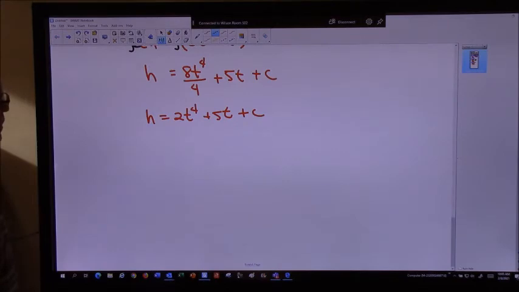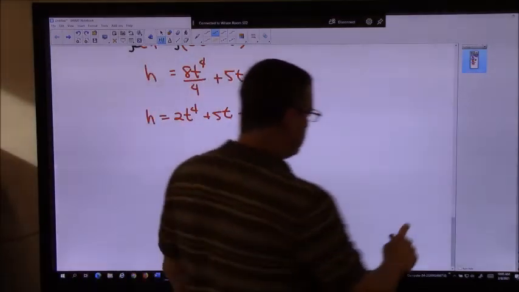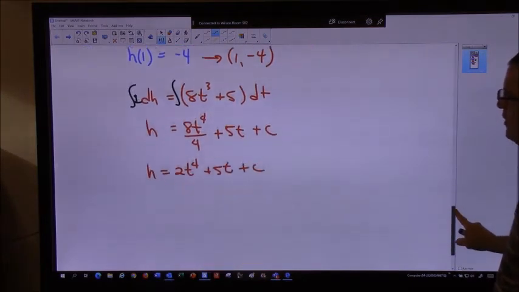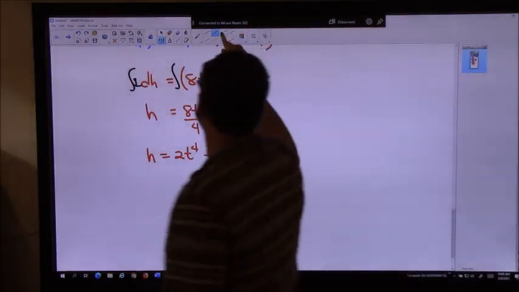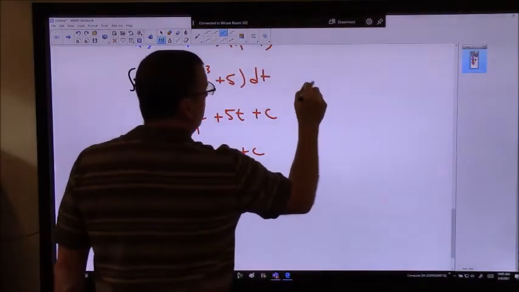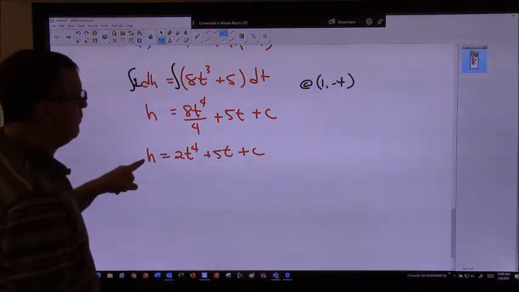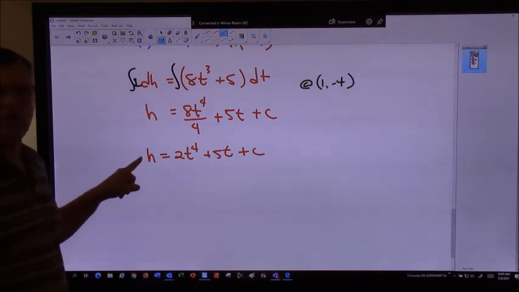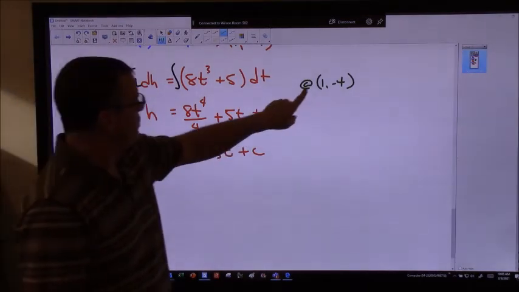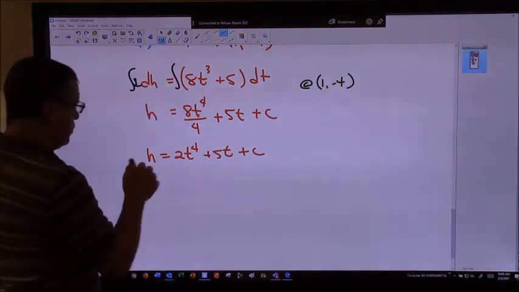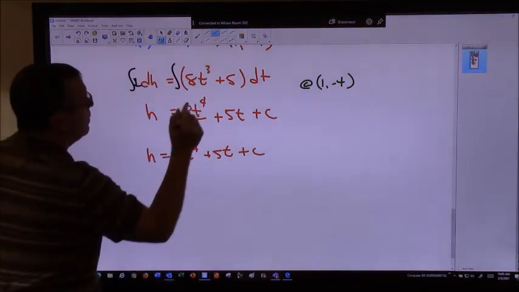And now we've got to figure out what our c value is. So our solution point was 1 comma negative 4. So I'll do this over here. At 1 comma negative 4, I'm going to plug in a negative 4. So this is kind of where our y values go. So this needs to be t comma h. All right, so h is going to be negative 4.